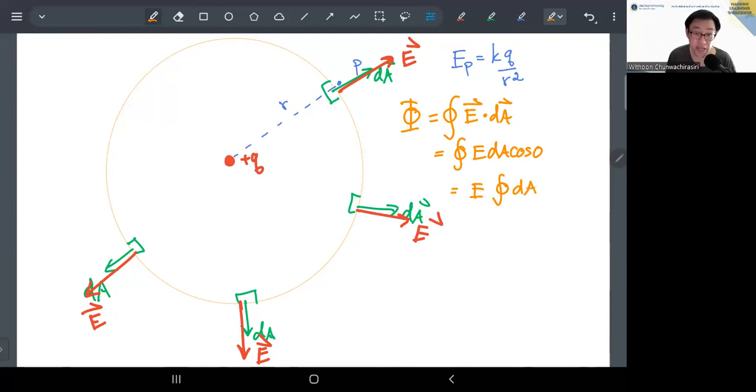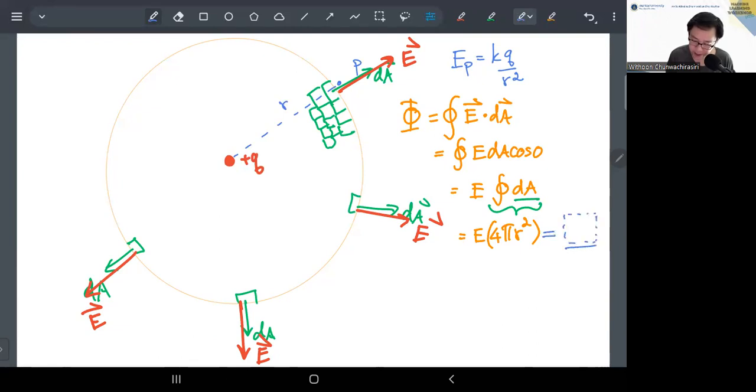And what is the integral of dA? Integral dA is just dA plus dA plus dA and so on. You just sum all those tiny pieces of area across this sphere. So this integral just gives you the surface area of the sphere, which is 4 pi r squared. That is the net flux through this sphere. Cool? And Gauss says that this must be equal to the charge inside this Gaussian surface divided by epsilon naught.